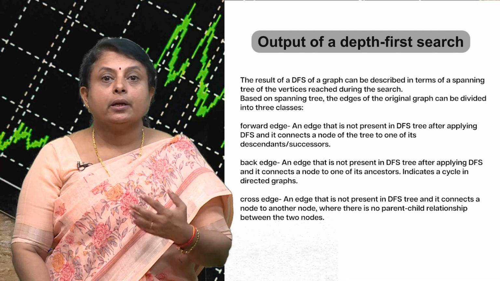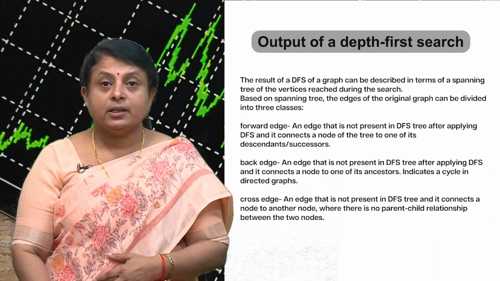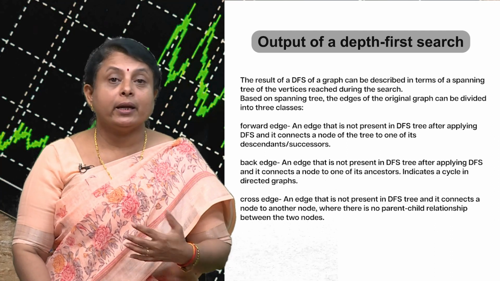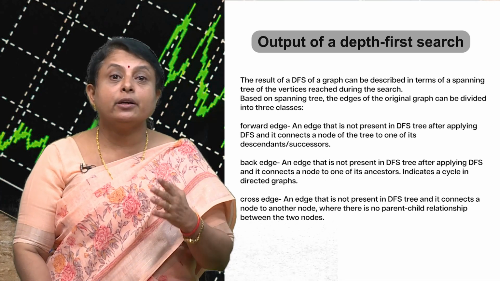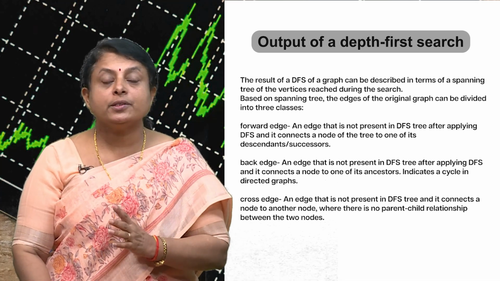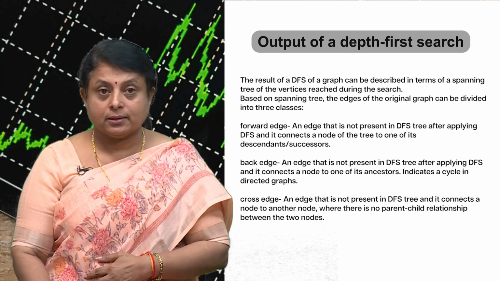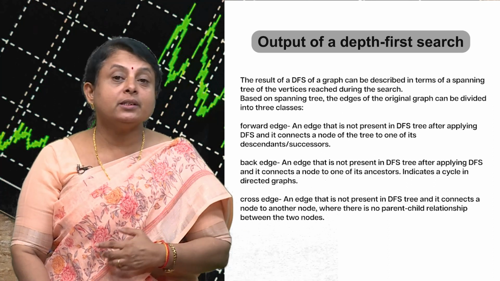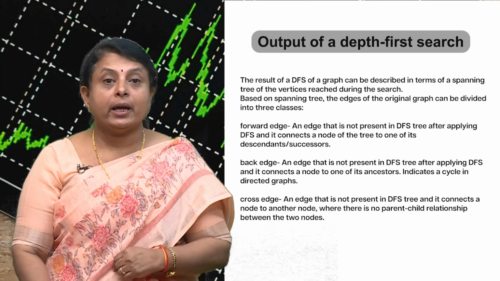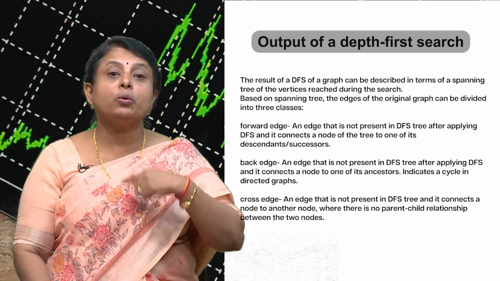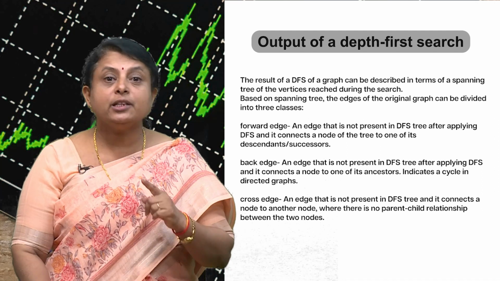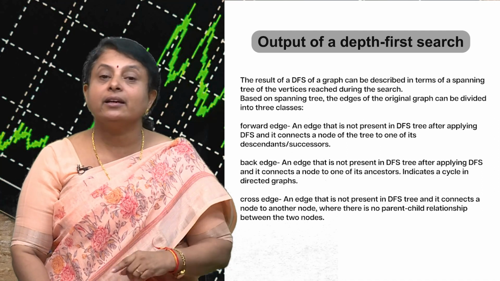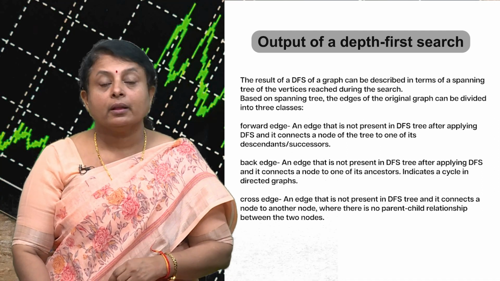Forward edges: an edge that is not present in the DFS tree after applying DFS, and it connects a node of the tree to one of its descendants or successors. Back edge: an edge that is not present in the DFS tree after applying DFS, and it connects a node to one of its ancestors. Its presence indicates a cycle in the directed graph.